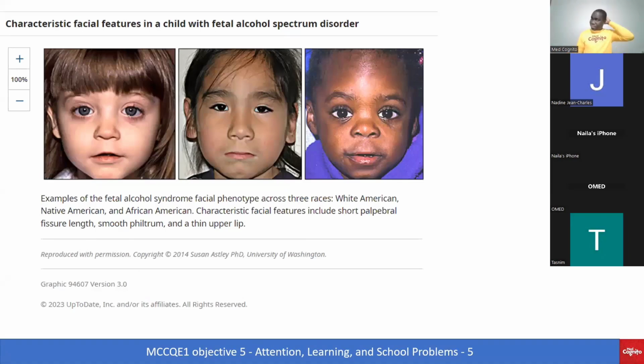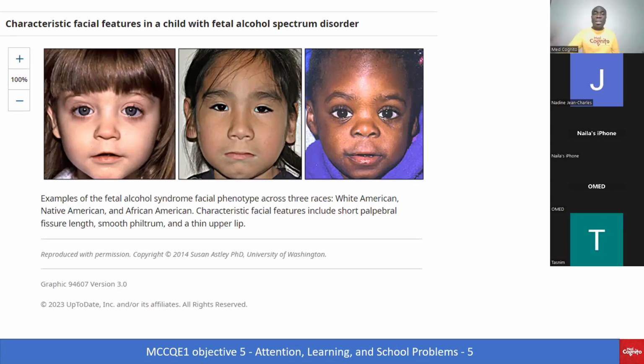This is also another picture. This one is from UpToDate of various children across various races who have fetal alcohol syndrome. So I just brought you those two pictures so that you'll be able to see how it looks in a child who is dark-skinned, a Caucasian child, a child who is Oriental or maybe First Nations. How will that child look? Because at times you just have to look at a picture to make a spot diagnosis, right?